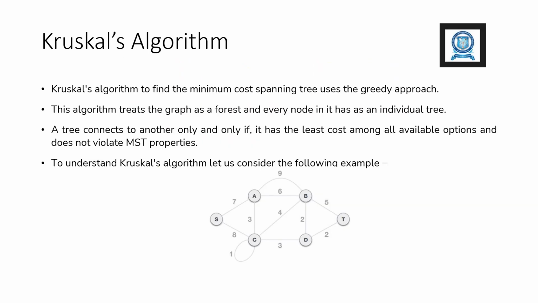I'm going to explain the concept of Kruskal's algorithm. Kruskal's algorithm to find the minimum cost spanning tree uses the greedy approach. This algorithm treats the graph as a forest and every node in it as an individual tree. A tree connects to another only if it has the least cost among all available options and does not violate MST properties. To understand Kruskal's algorithm, let us consider the following example.